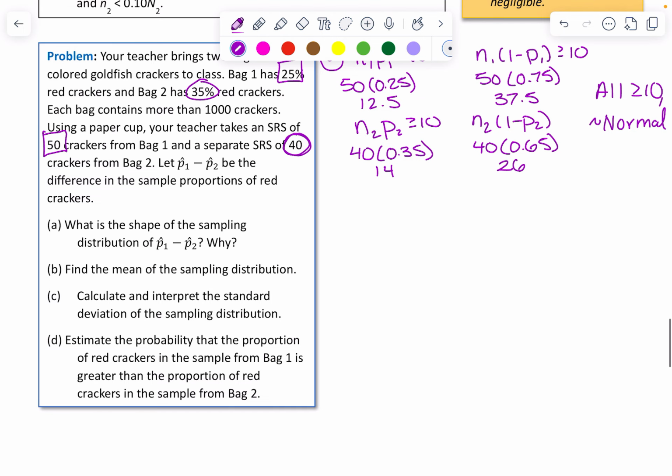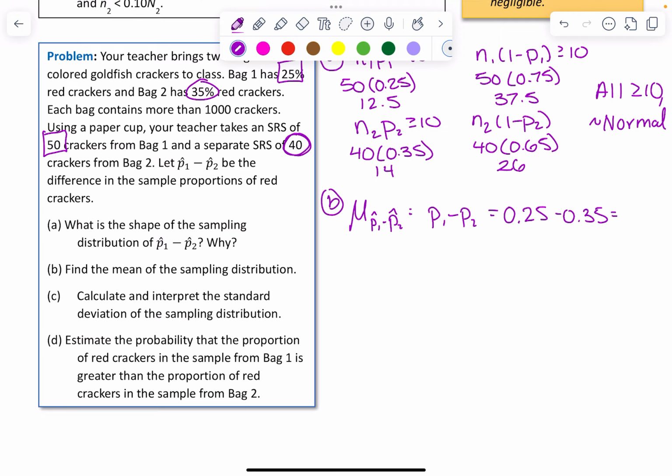All right, find the mean of the sampling distribution. So the mean of p1 hat minus p2 hat is just going to be p1 minus p2. So 0.25 minus 0.35 is negative 0.10. That is our new mean.